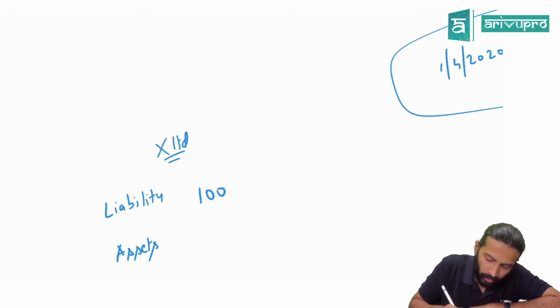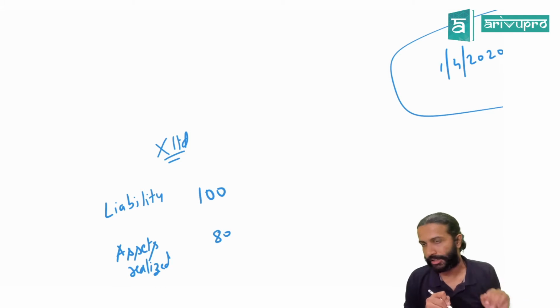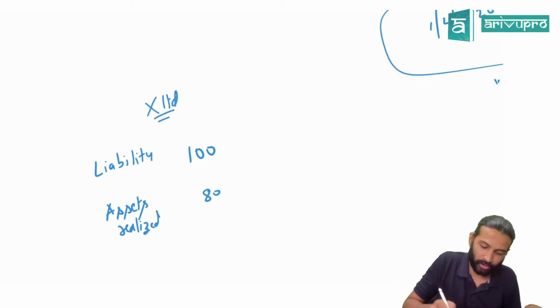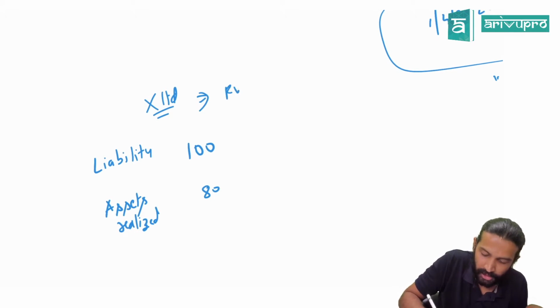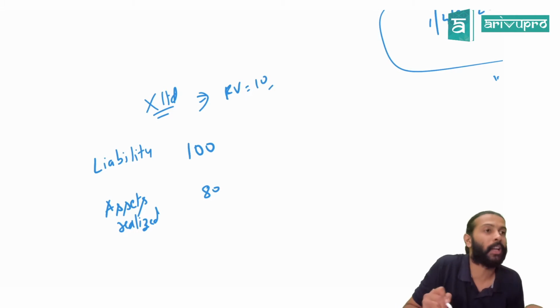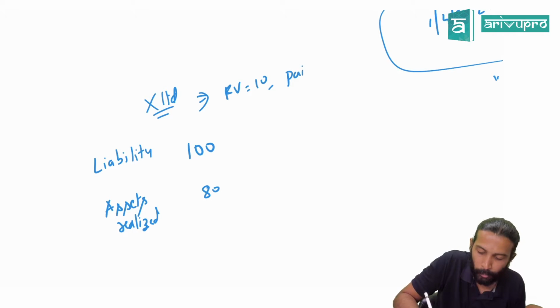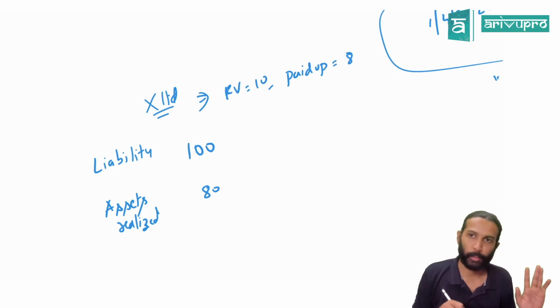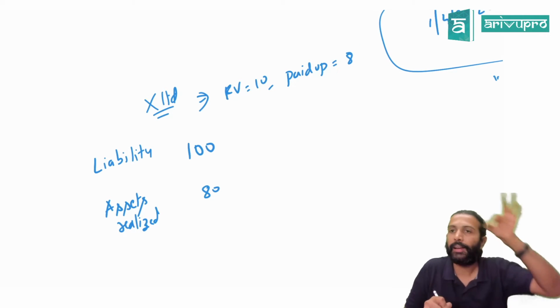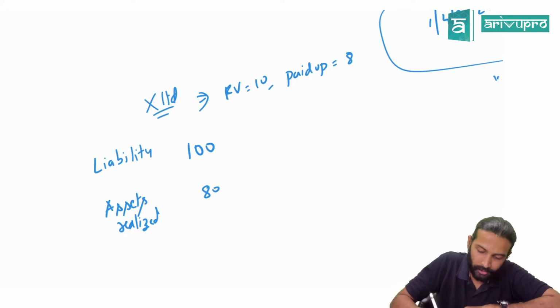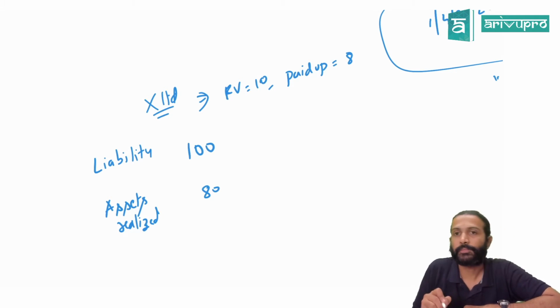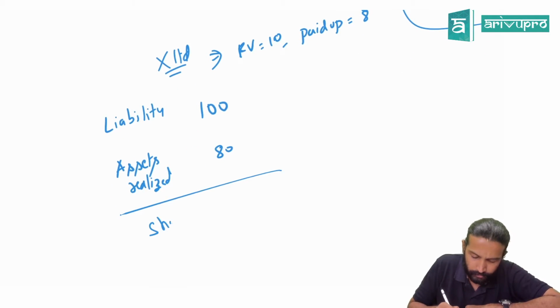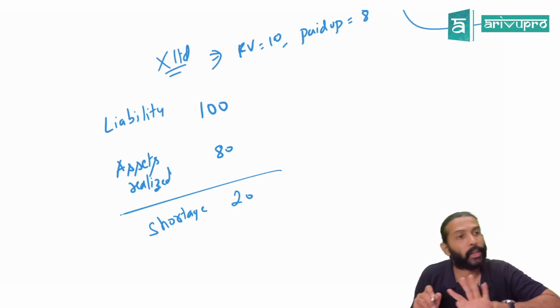Assets realized only 80 rupees. We sold all the assets. How much did we realize? 80 rupees. X Limited has equity shares. The face value of the equity share is 10 rupees. The paid up value is only 8 rupees. All the shareholders have paid X Limited only 8 rupees, but the face value of the share is 10 rupees. Do we have any shortage here? How much shortage? 20 rupees.